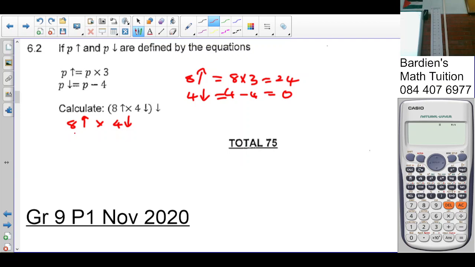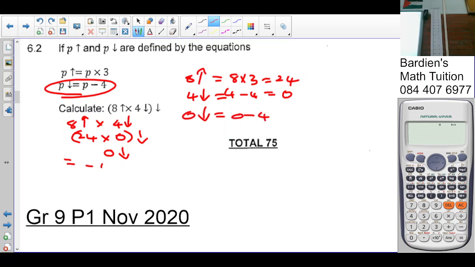So in other words, I got 24 times 0 and then P down. So what is 0 times 24? 0. So 0 down. So you must go back here. So what is 0 down? It's going to be 0 minus 4. You give me an answer. Okay, you guys understand? Rather don't put it here before you say it's another calculation mistake. Right, you guys understand?